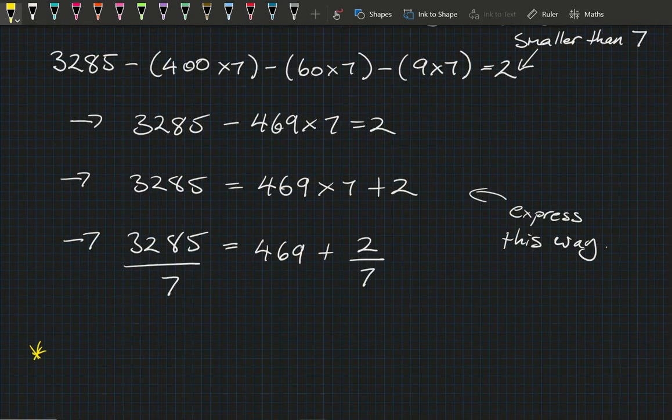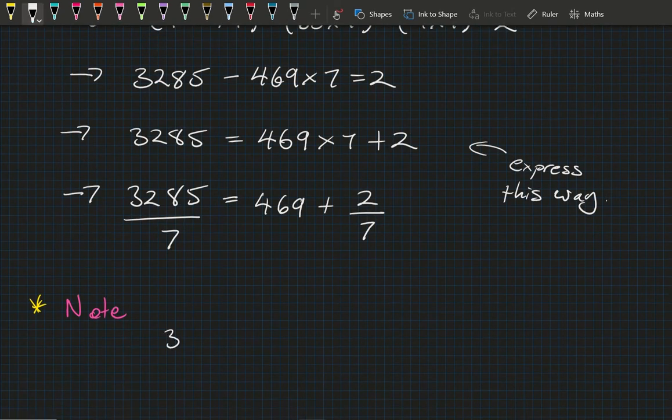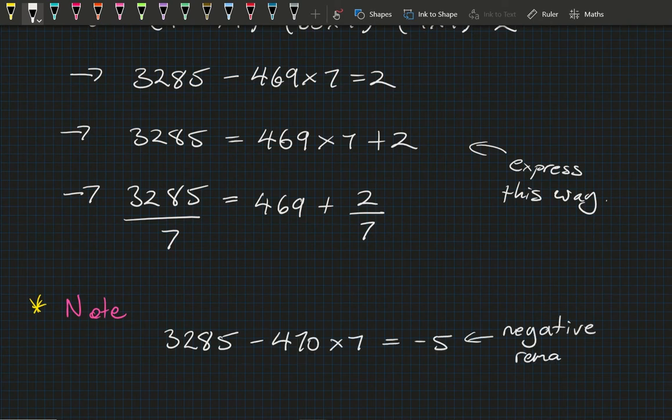So I just want to make one more note because I really want to ram home how important it is to get that remainder concept right. So 469 had to be the quotient because 3,285 minus 470 times 7 is equal to minus 5. So this means we've got a negative remainder. So we've gone too far. So it's definitely not 470 as the quotient.